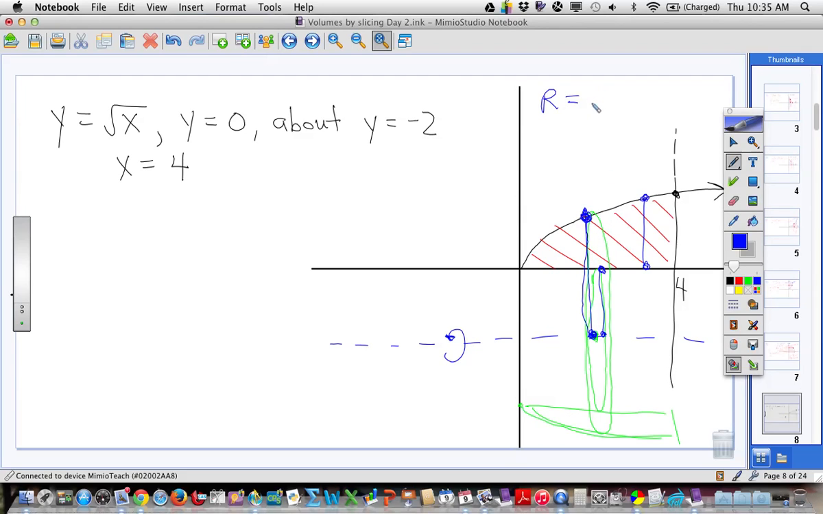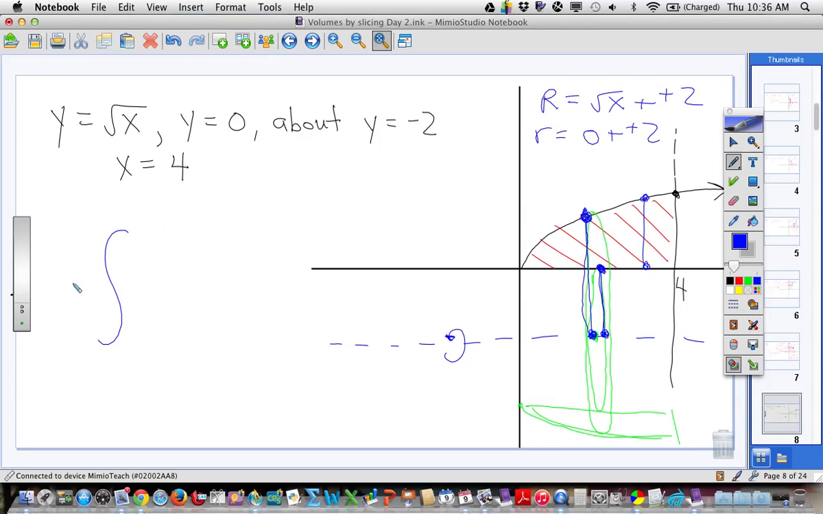So what is that? Root x minus -2. So plus 2, right? It's going to be top y value minus bottom y value. So it's root x minus -2. So that's going to be root x plus 2. What's little r? 0 minus -2, which of course is just 2. And you can see that all the way through here, the inner radius is going to stay the same, right? That's not always true. Sometimes the inner radius changes too, all right? But here it doesn't.